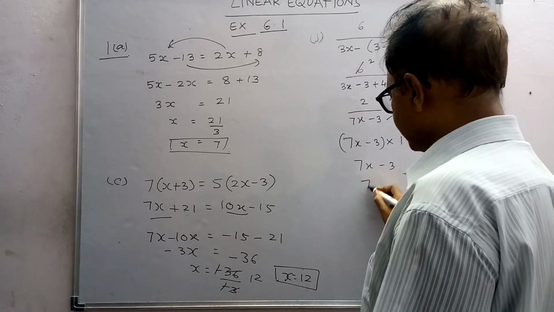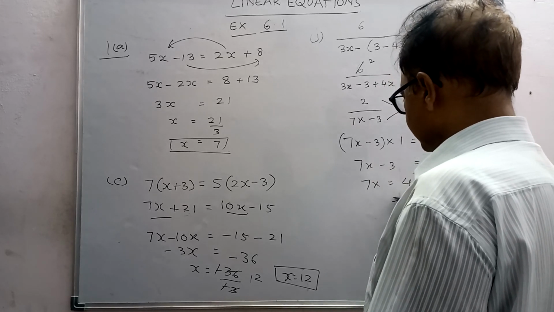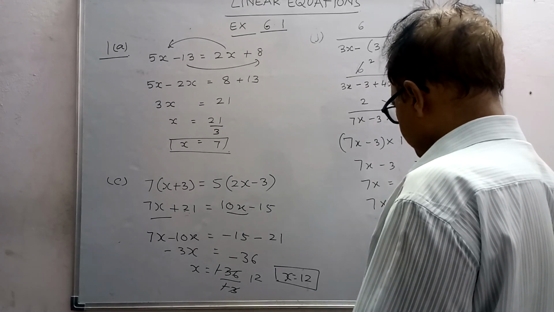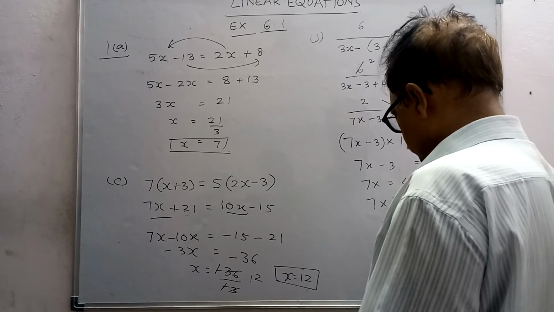2 twos are 4. And 1, same thing, it will be 7x minus 3. Minus 3 transposed that side. So 7x is equal to 4 plus 3. 4 plus 3 is nothing but 7. 7x is equal to 7, and x is equal to 7 upon 7, that is equal to 1. The solution is x is equal to 1.